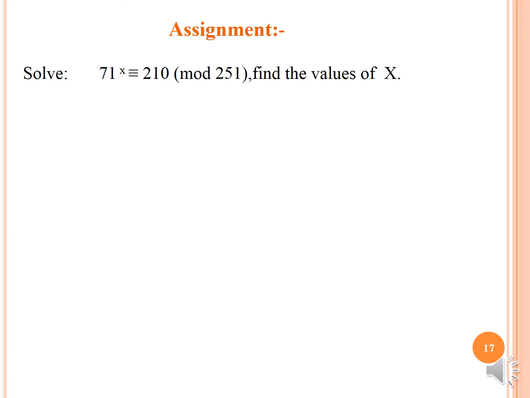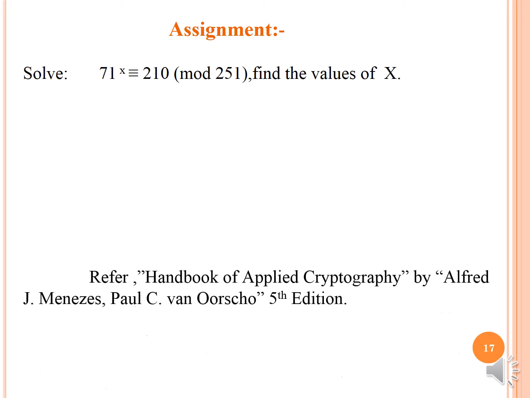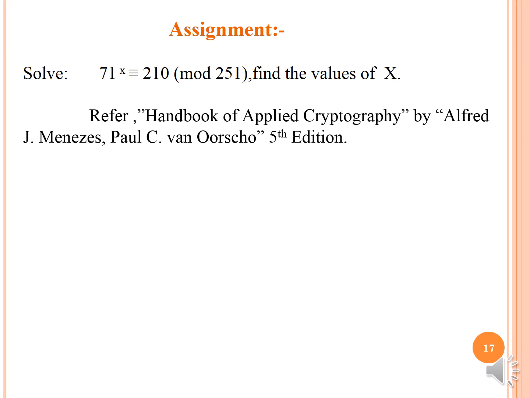Let's take a problem as an assignment for your practice. The problem is 71 power x is congruent to 210 modulo 251. So you need to find the value of x. For the solution of this, you can refer to the book The Handbook of Applied Cryptography by Alfred J. Menezes, the fifth edition. Also, you can find the details about the Chinese remainder theorem and Euclid's and Fermat's little theorem.